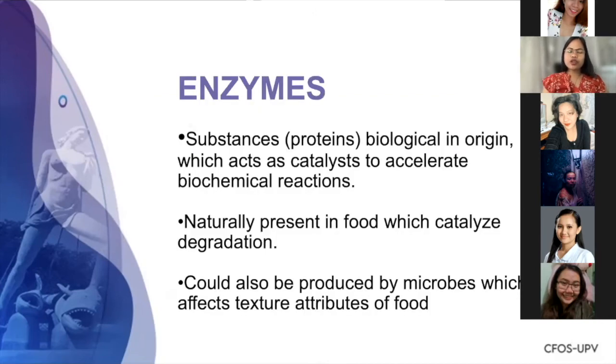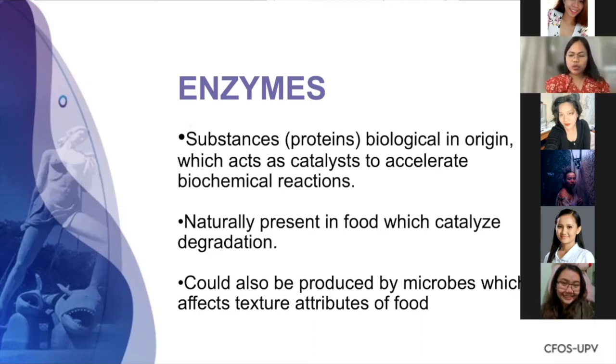So for the first one, enzymes, no? So these are substances, biological in origin, which catalyze the biological reactions in fish, and they are naturally present in food, and could also be produced by microbes, which affects the texture attributes of fish. So pwede na yung microorganism will just attack the fish tissues and muscles, no? But they can also produce enzymes that will also hasten the spoilage of fish.